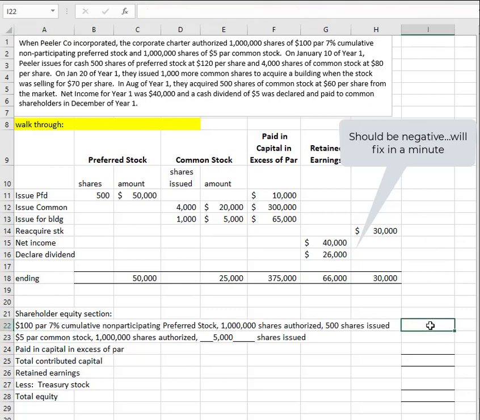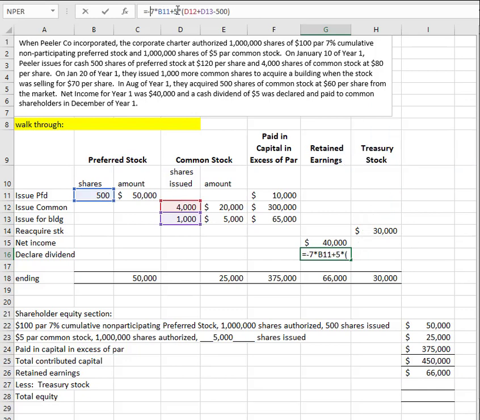There we go. All right, so we've got $500 going in the preferred and the $25,000 in the common, and then the paid-in capital in excess of par. Then typically we would add those up and get the total contributed capital. And then we have retained earnings. Oops, what did I do wrong here? That should be a negative. There we go, fixed. And then treasury stock, which we will subtract when we get total equity. So total equity will be total contributed capital plus net retained earnings minus treasury. Be very, very careful that you minus treasury. And there you go.